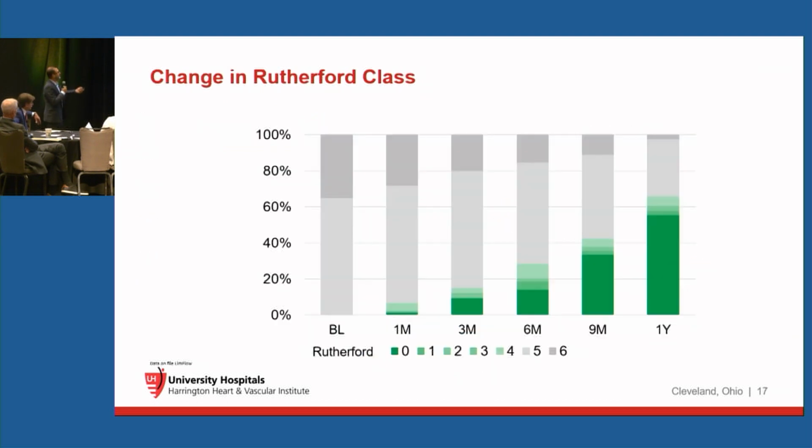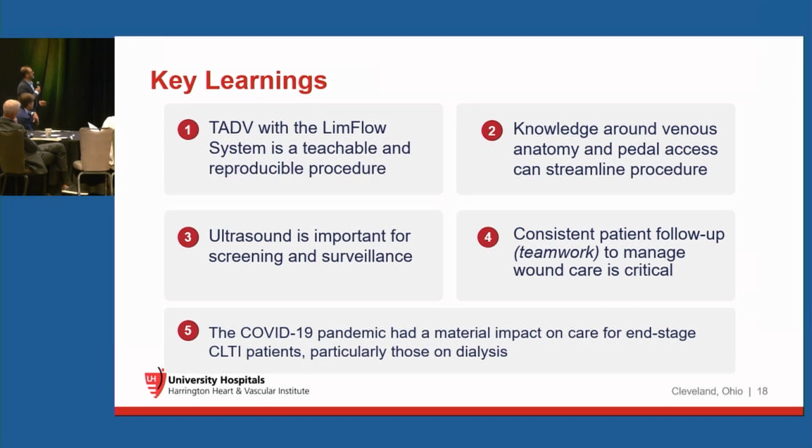And you can see that the pain scale improved. And the Rutherford class, obviously, when we started, as I said, everybody was 5 and 6. 5 is a light gray, 6 is a dark gray. As we move forward to 6 months and 1 year, and some of these patients were followed up to 1 year, the majority of the patients actually became Rutherford 0, because we revascularized them and we were able to heal them, or they were healing their wounds at that time.